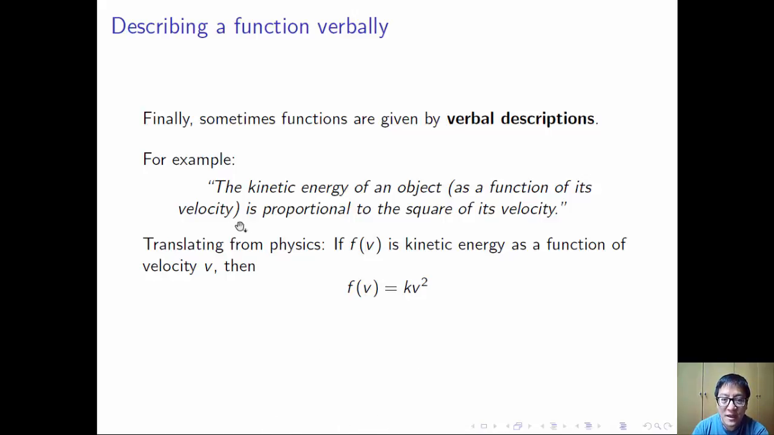Proportional to means is equal to a constant times. So this is yet one more way of describing, roughly speaking, except for that constant, the function x squared for some unspecified constant k.